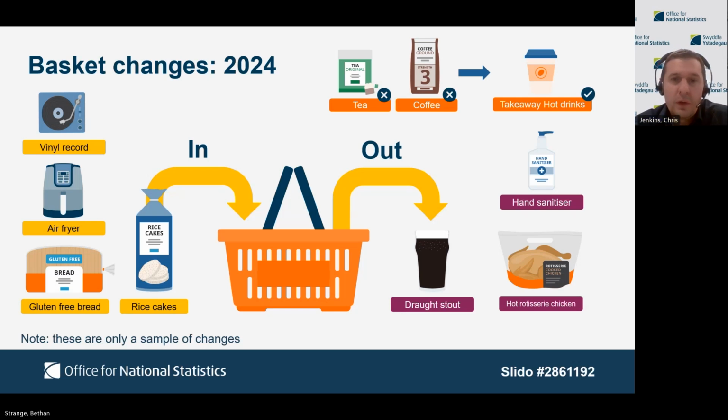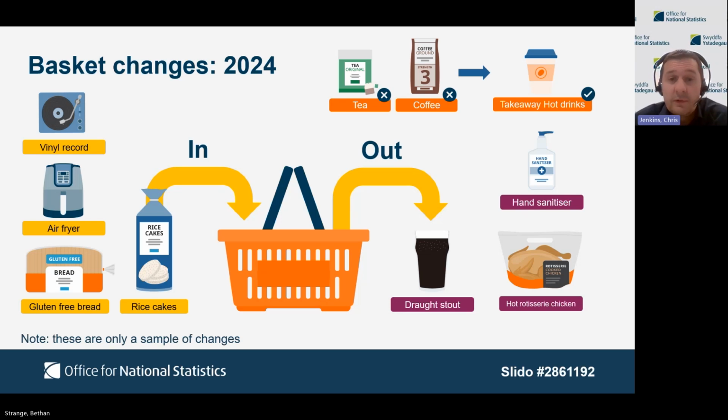In terms of what we added and removed from the basket, looking at what we added, gluten-free bread was added to the basket to reflect the increase in shelf space and range of gluten-free products now available to consume. Everyone, I think, correctly said air fryers, and they were another addition, with consumers reportedly drawn to the energy-saving features as well as the health benefits compared with conventional fryers. Spending on cooking items such as air fryers reportedly increased by over 30% between 2021 and 2022. So we've seen this big increase in popularity for air fryers.